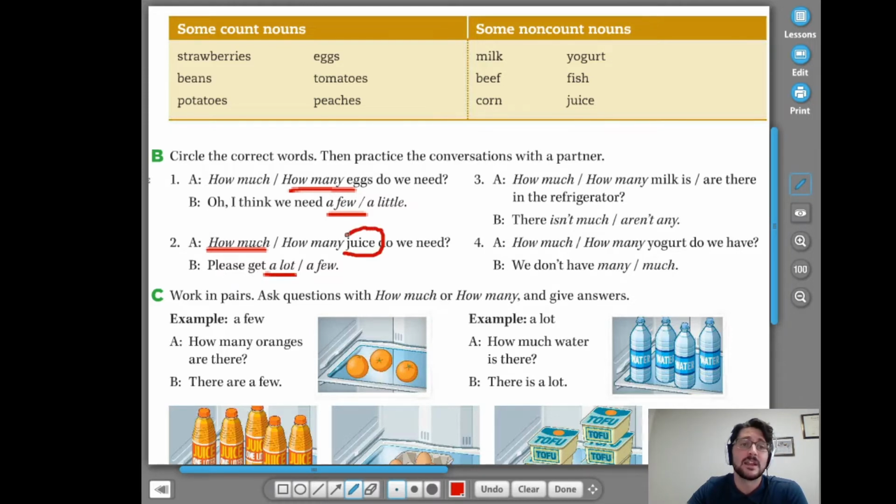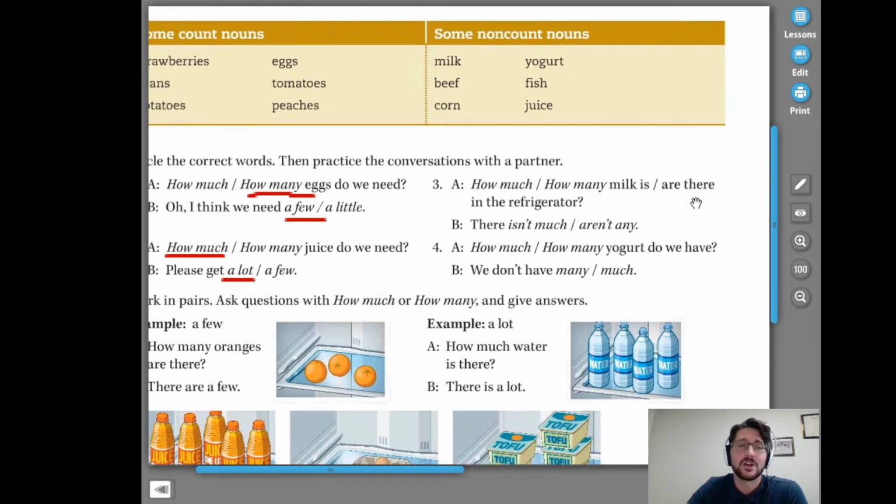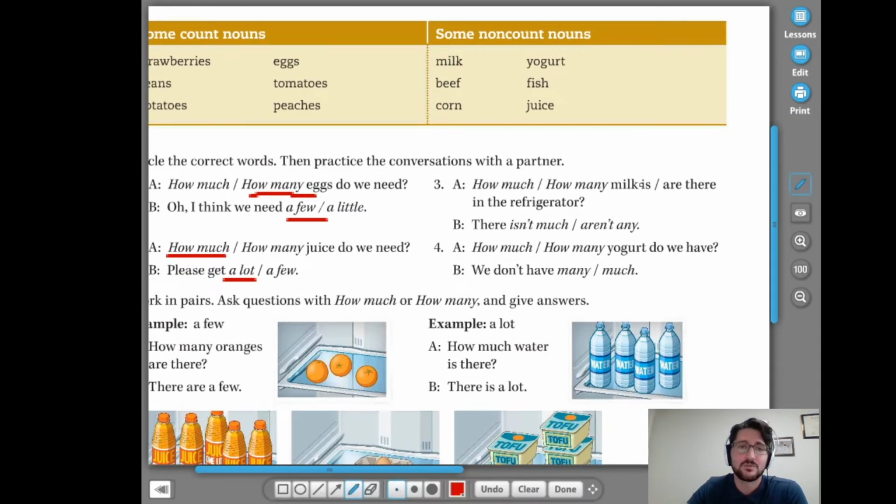Juice is a non-count noun, right? Non-count noun. So we should say how much juice? 많이 있으면 a lot of juice. Please get a lot. 3번, number 3. Again, this has 2 problems. Let's check number 3. How much milk, right? Milk is a non-count noun.